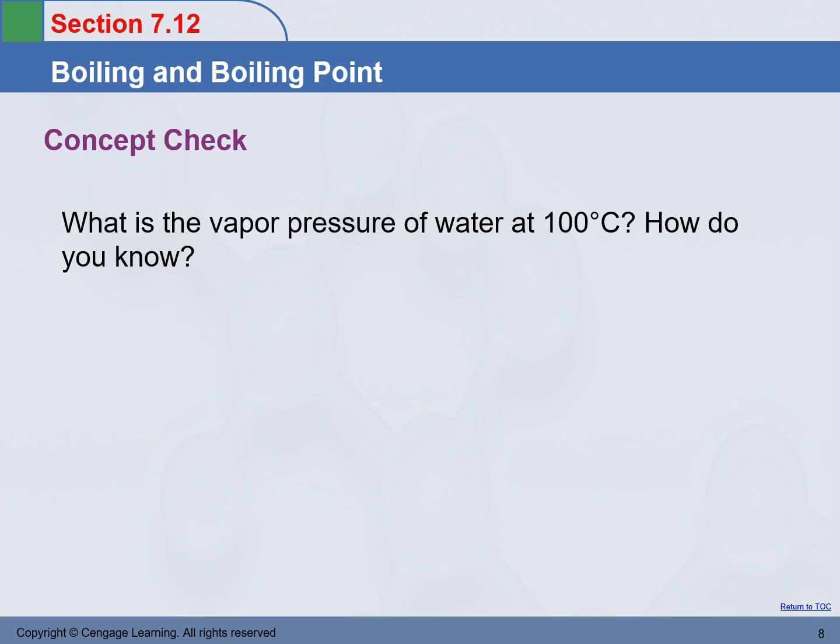Another question, what is the vapor pressure of water at 100 degrees Celsius? How do you know? Of course, 1 atm, 760 millimeters of mercury, because we know 100 degrees Celsius is the normal boiling point of water. The normal boiling point of water is when its vapor pressure equals 1 atm, the atmospheric pressure. So the vapor pressure of water at 100 degrees Celsius is 1 atm because water boils at that temperature.